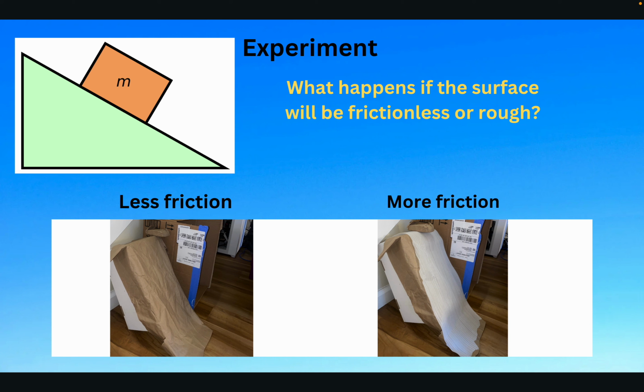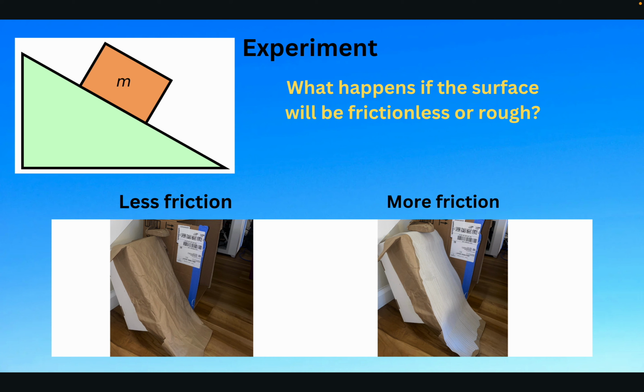What happens if the surface is frictionless or rough? In order to see the effect of friction visually, we will conduct an experiment. I am planning to create two inclines with the same angle and distance, but with different surfaces. One of the surfaces will be almost frictionless and the other one will be rough, so that the frictional force will be easily observed. At the beginning, the object will be at the top of the incline, and after it is released, the object is supposed to slide down.